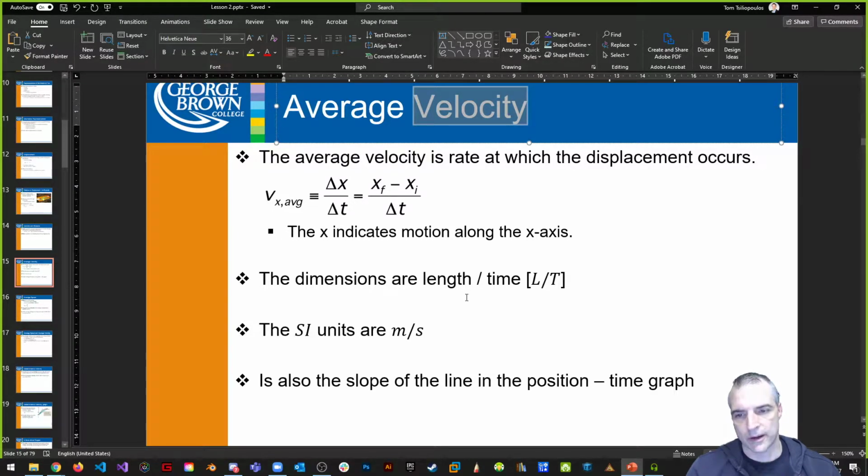Again, the dimensions are length and time, and the units are meters per second. Length over time, meters per second. It's also the slope of the line in the position time graph, right? So if I was to look at the position time graph, it's the slope of that line. Or a tangent, if you will, to the curve, which we're going to be talking about again.